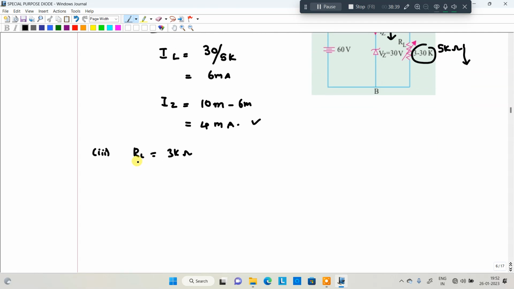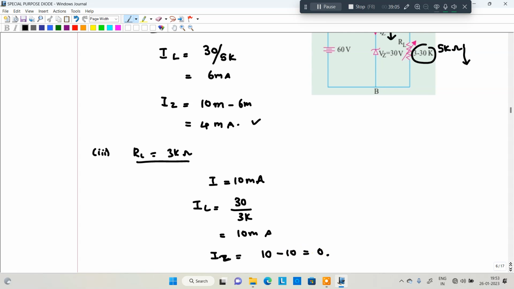IL increases, load resistance increases in case 2, the Zener diode decreases, keeping current I constant. Again we are going to take up the third case, 3 kilo ohm. Again here the current is constant because the input voltage is maintained constant. What about the load current? It will change, because 30 volts divided by 3K will be equivalent to 10 milliamperes. For that the Zener current will be 10 minus 10, that is 0 amperes.